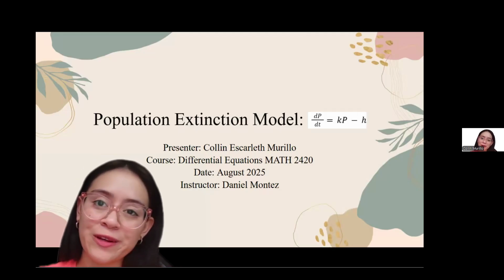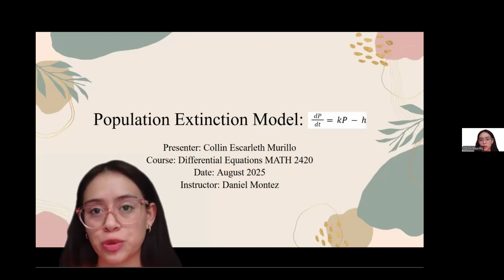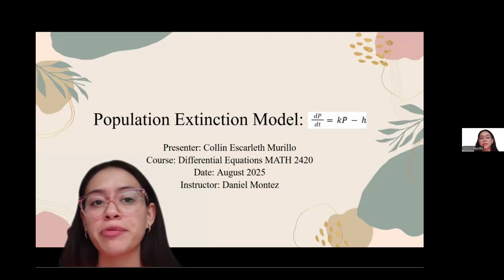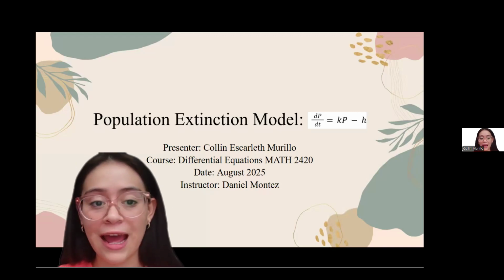Hi, my name is Colin Maria, and today I'm going to talk about the population model and how we can tell when a population will go extinct. This comes from chapter 2 in our textbooks, which deals with first order differential equations. Let's dive in.